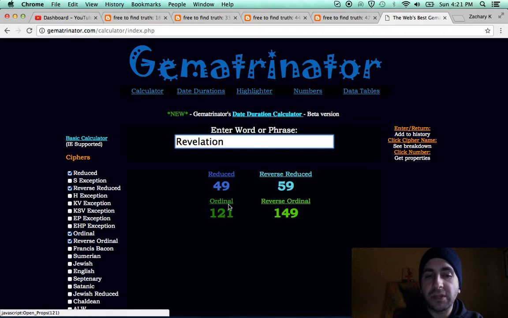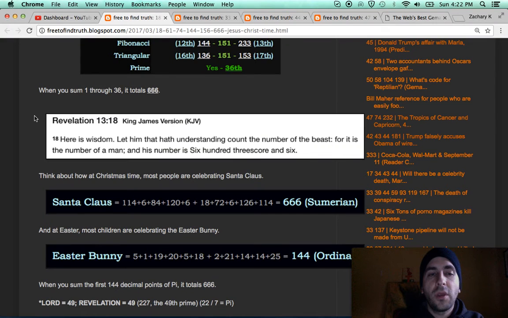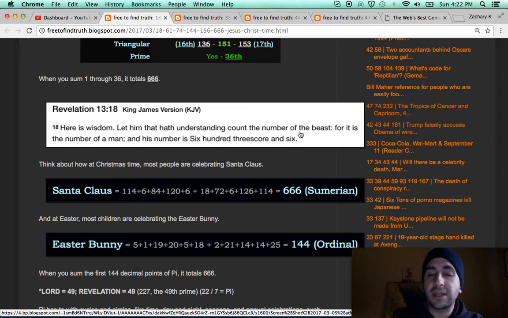Notice that Revelation, using the alphabetic order, also sums to 121. The square root of 121 is 11, the master number. So anyway, here is wisdom. Let him that hath understanding count the number of the beast. Notice that it is Revelation 13:18 that teaches you how to calculate 666. 18 factors into 6 plus 6 plus 6. Here is wisdom. Let him that hath understanding count the number of the beast, for it is the number of a man, and his number is 600, 60, 6. 3 sixes means 3 times 20, so 666.